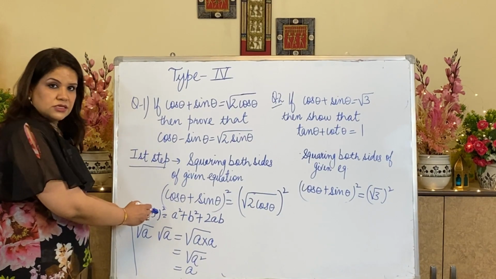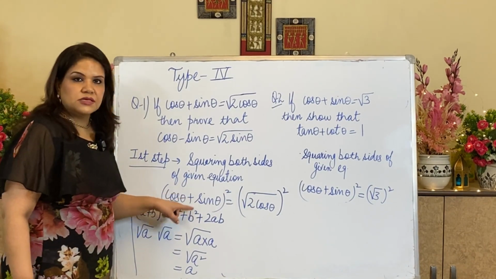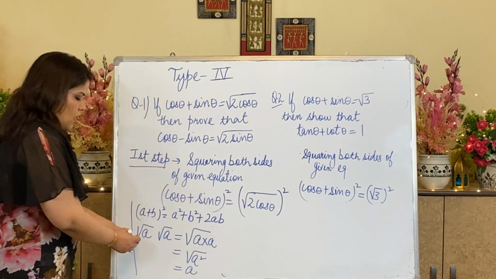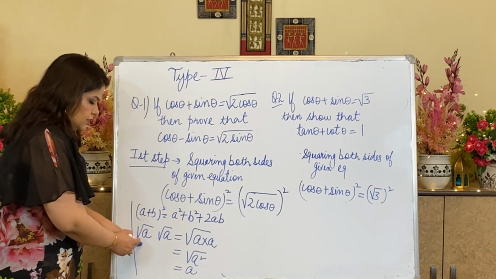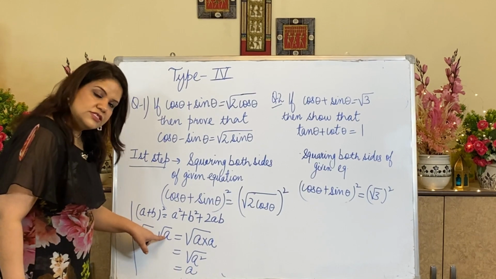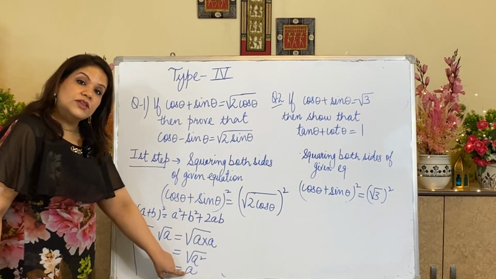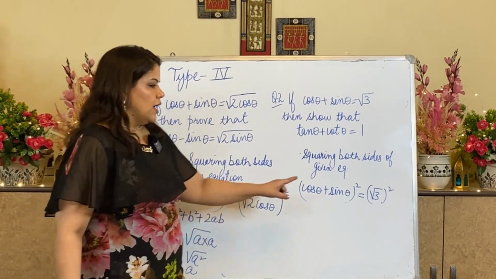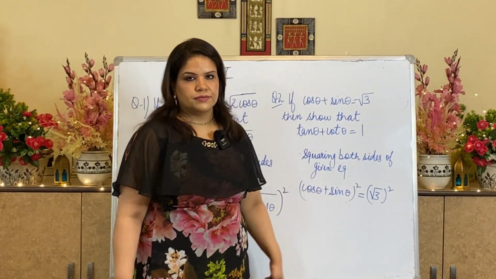(A plus B) square is A square plus B square plus 2AB, and on this side what will you get? Under root of this multiplied with under root of the same will be equal to the term without the under root sign. So here you will get 2 cos theta and here you will get 3.